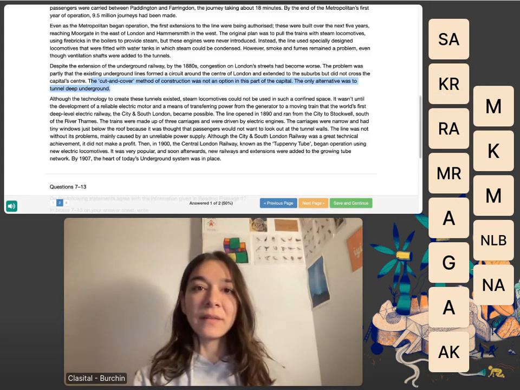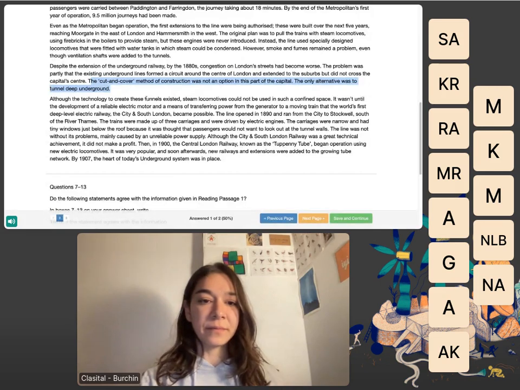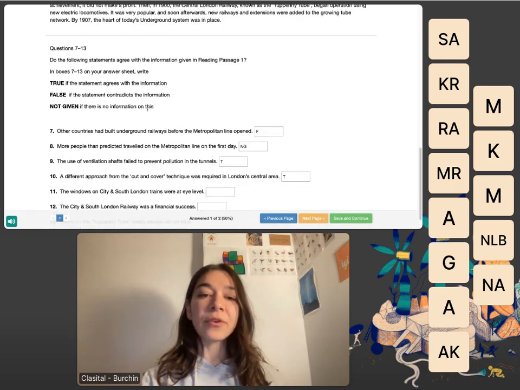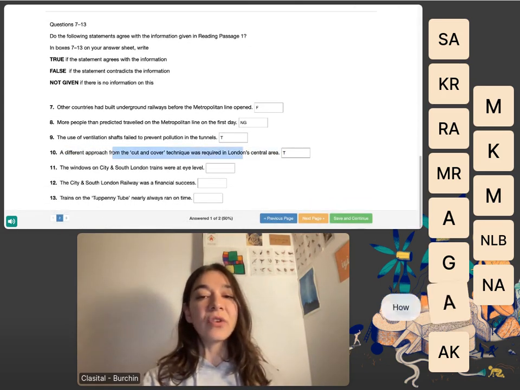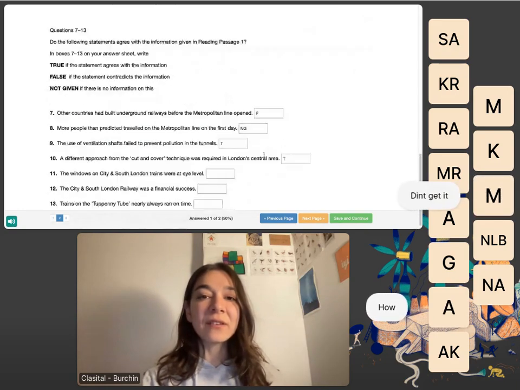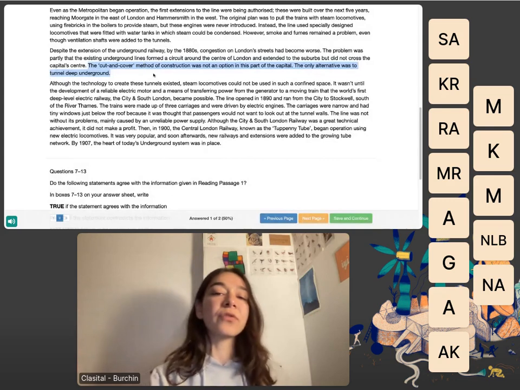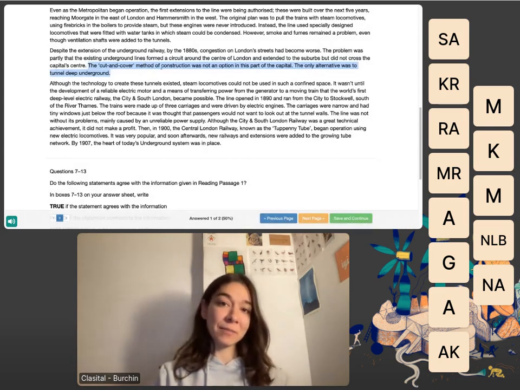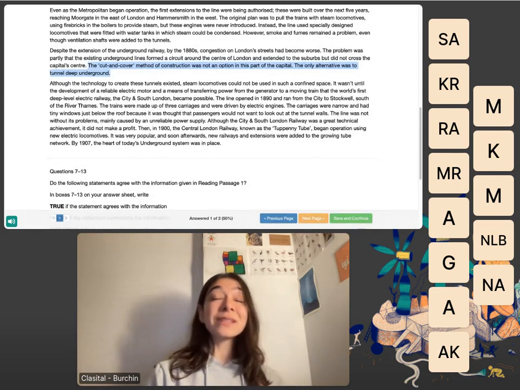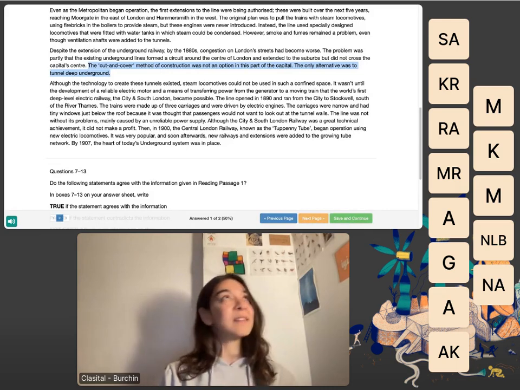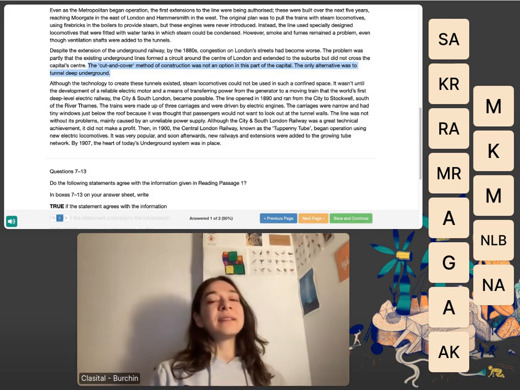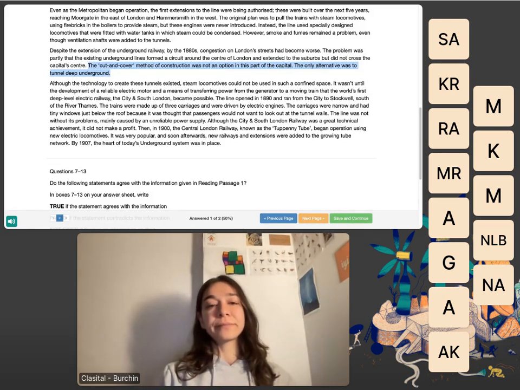Right? Number 10. Number 10 is true. A different approach from the cut and cover technique was required in London's central area. And in here it says the cut and cover method of construction was not an option in this part of the capital. So it is true. They mean the same thing. It is a paraphrase version of it.